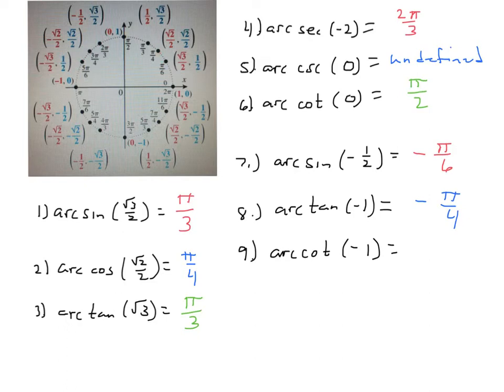I don't have to deal with any negative answers. And so in this case, the relationship that will give us a cotangent value of negative 1 does happen right here at 3 pi over 4. And so thus our answer here is 3 pi over 4.